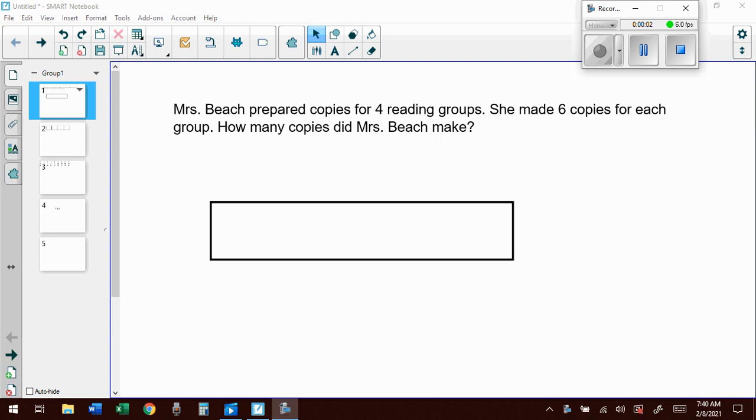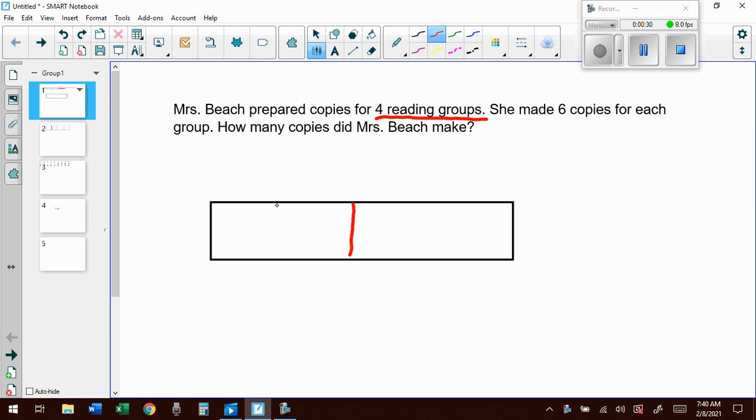All right, we're going to open with a little bit of a word problem just to familiarize ourselves with things that we already have known for a very long time. Mrs. Beach prepared copies for 4 reading groups. She made 6 copies for each group. How many copies did Mrs. Beach make? So she made copies for 4 reading groups.